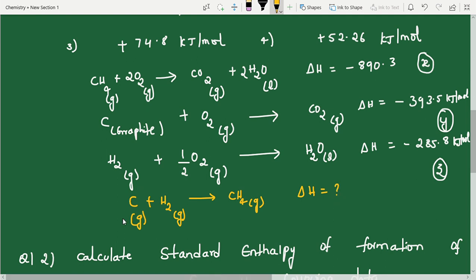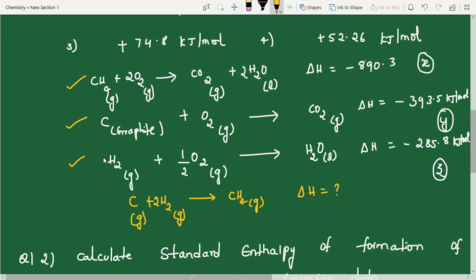Now look into this. How many hydrogens here? 2. Here 4. We have to balance. Now go back to the above data: this is equation 1, this is equation 2, this is equation 3, right? Carbon is there, this is the carbon information. Next, the hydrogen information is there. But according to the given question, it is 2 moles of hydrogen, which means we have to multiply this equation by 2. And in the next one, in combustion the methane is on the left-hand side, but in formation it is on the right-hand side, so we have to convert the sign.